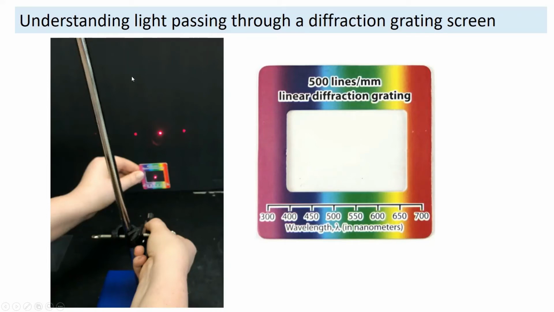Understanding light passing through a diffraction grating screen. A single light, in this case red, is projected on a screen after passing through a diffraction grating. On the back screen, the red light is spread out into a geometric pattern. How does a diffraction grating screen work?